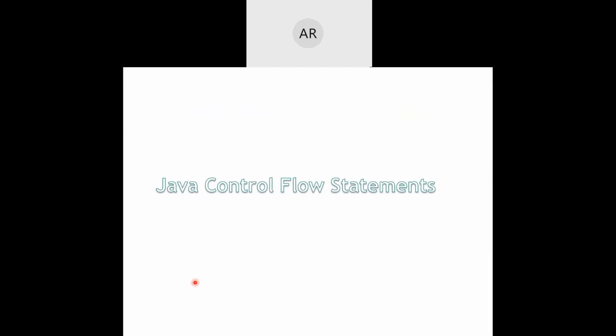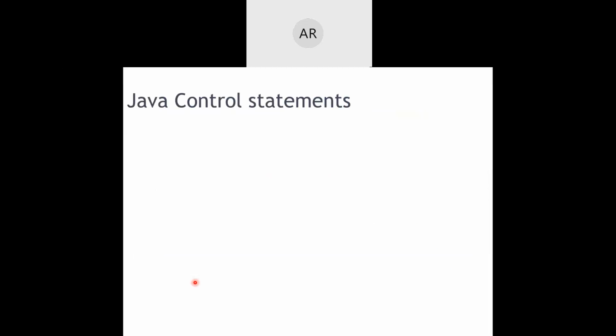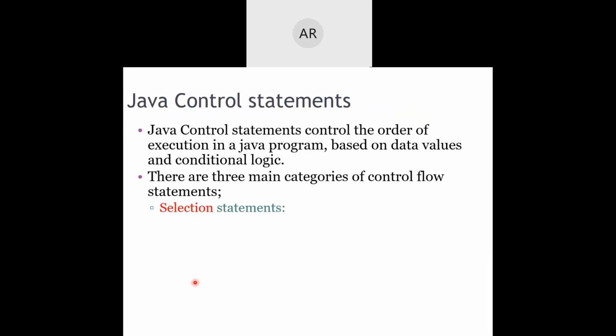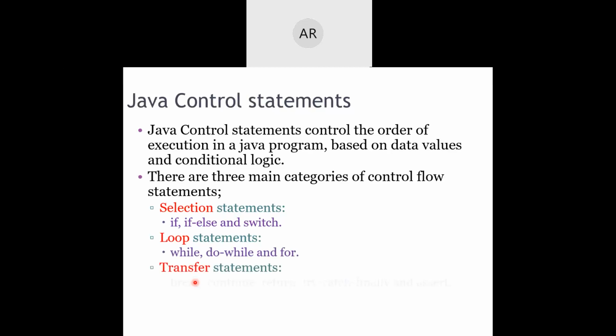Coming to control flow statements, the same selection statements: if, else, and switch. Looping statements: while loop, do while loop, and for loop. Transfer statements: break, continue, return, try, catch, finally, and assert. Try, catch, finally, and assert will be learned in the 5th and 6th unit.